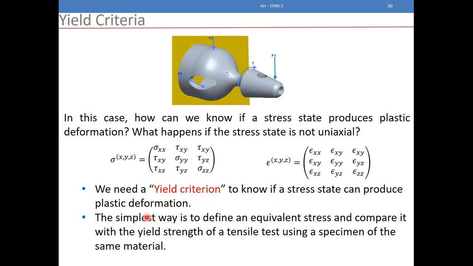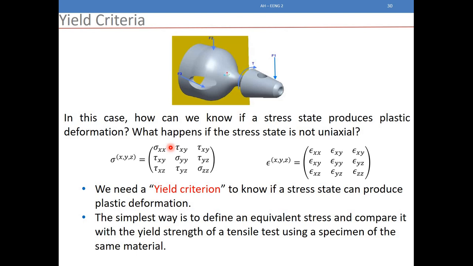So the simplest way is to define an equivalent stress. Because I don't know what we can do from a 3D state of stress, I need to define an equivalent stress. Then we can compare it to sigma y, the yield strength that we already defined, and see if I will have plastic deformation or not. So if I have a 3D state of stress, how can we predict if I will have plastic deformation or not?